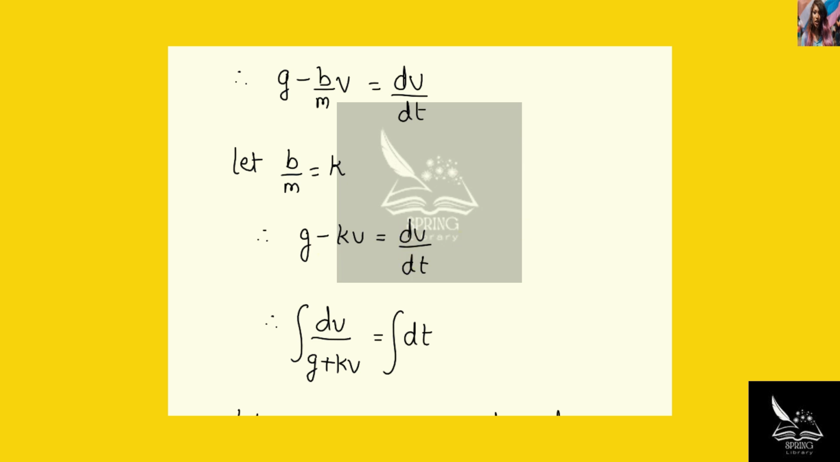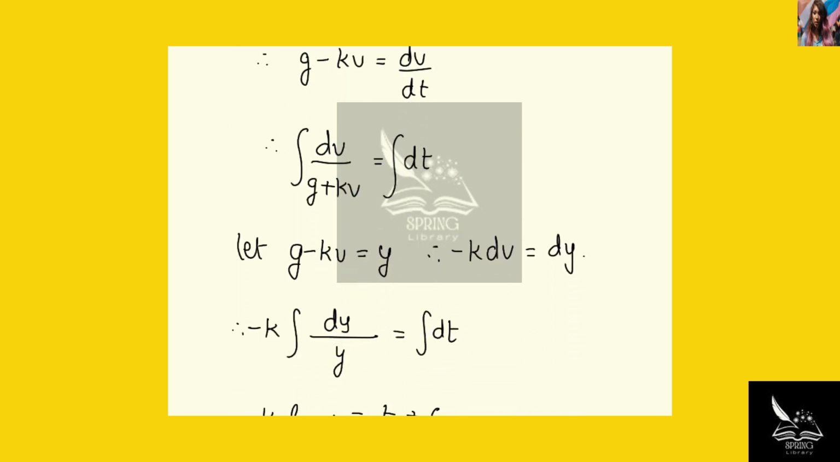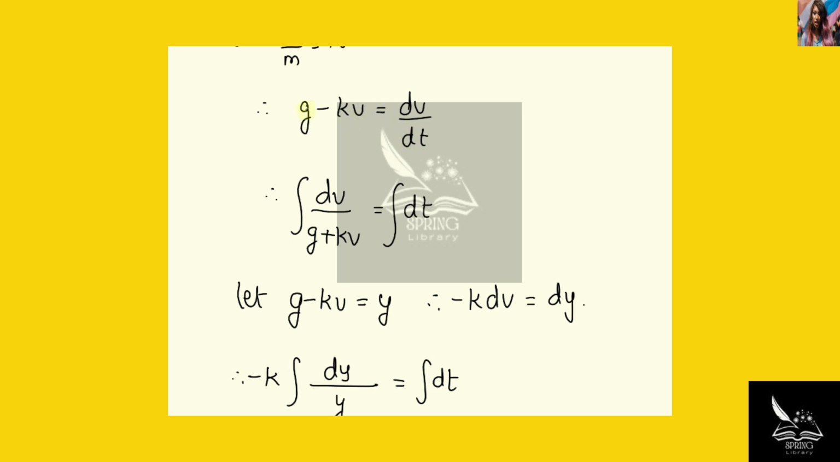Now we are using the separation of variables method. So I am bringing this to the denominator, and the dt I am sending over here. So this equation turns out to be this. Sorry, here it should be a minus sign.